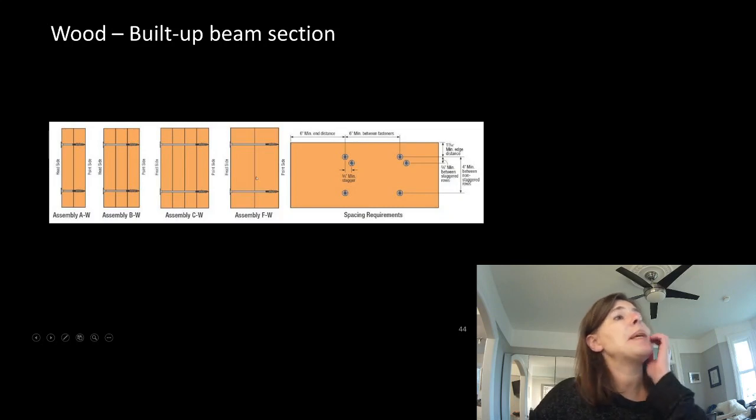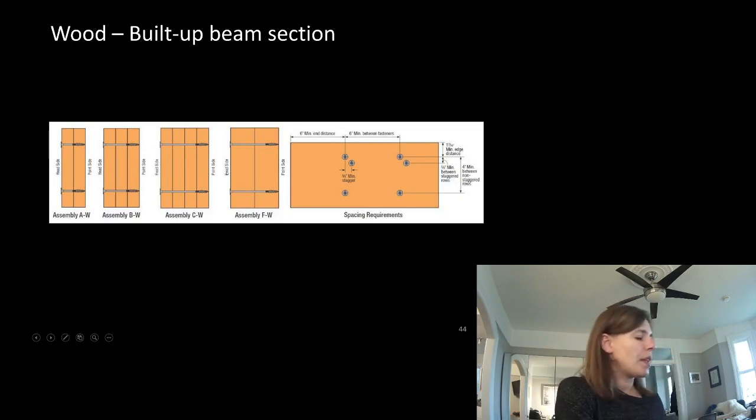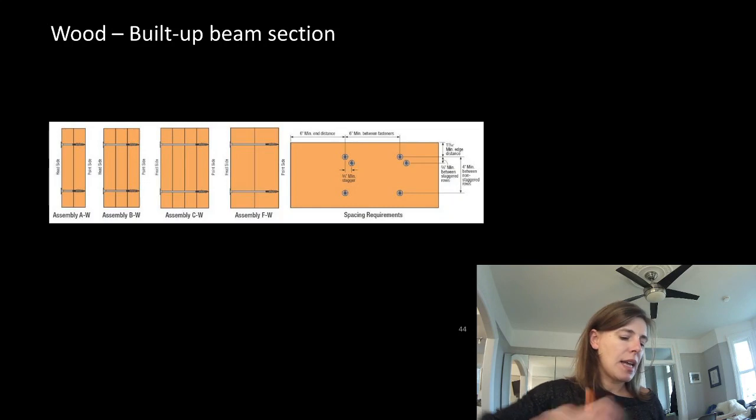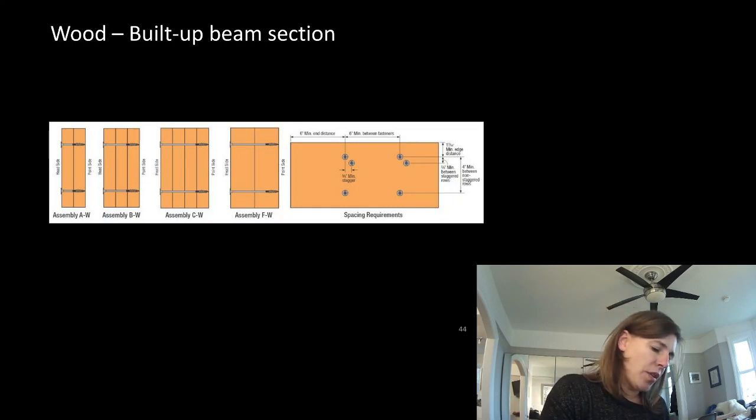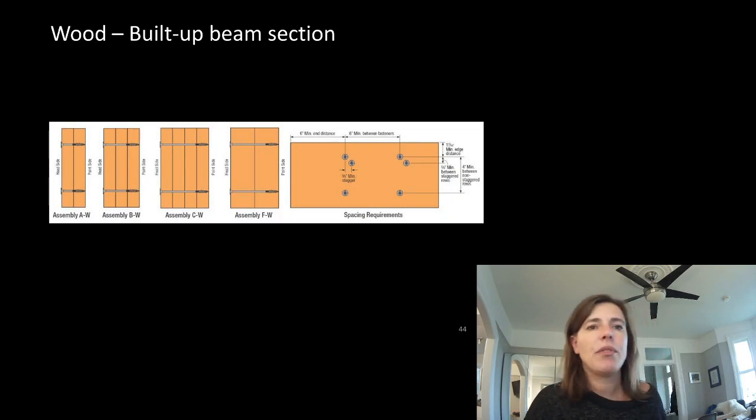Built-up beam sections. I want to change the order of those two slides. So you're going to see those two slides in a different order, because the splice is the unusual one and these are more of the normal ones. So I kind of want this one to come first.